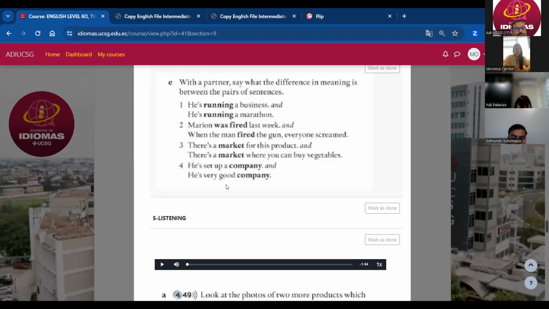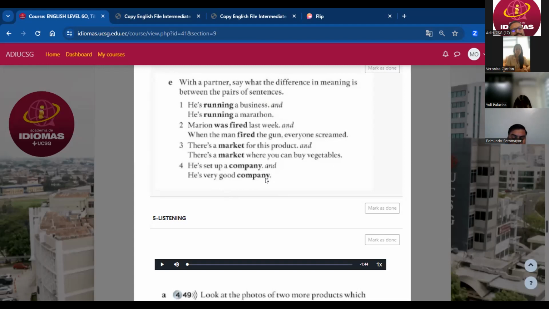And number 4, he's set up a company, and he's very good company. The second one, he's very good company, a person that is nice to be with, right? Una buena compañía. But then you have company as commercial organization, right? He's set up a company. Él ha creado una compañía.